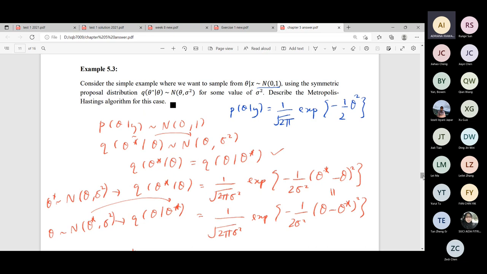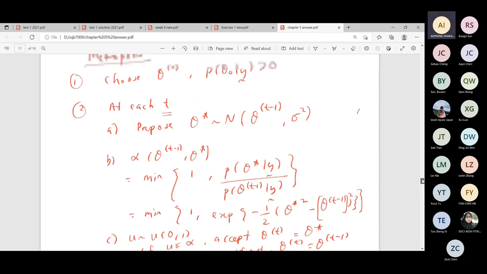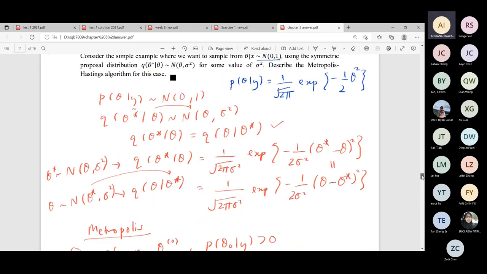If you look at this distribution, because you're using a normal proposal, it's going to be a symmetric proposal. If you have a symmetric proposal, it means that the alpha is going to be just the posterior, or just the target distribution only. You can simplify it like this. This is when you have a mean of 0 and variance 1.